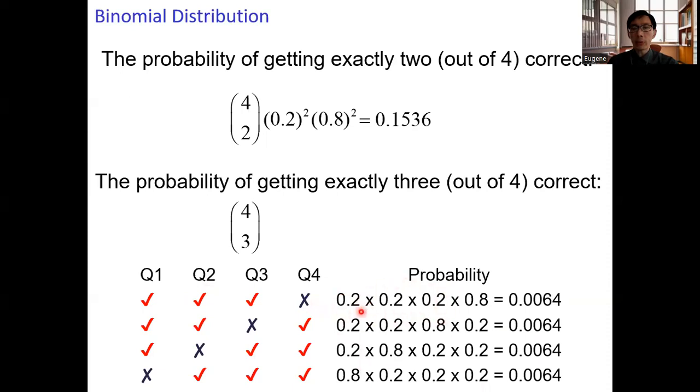We have the factor 0.2 appearing 3 times, which corresponds to the number of questions answered correctly, in this case 3. And then the factor 0.8 appears once, which corresponds to the question answered incorrectly. So we have the probability expressed as 0.2 raised to the power 3 times 0.8 raised to the power 1. The probability of getting exactly 3 out of 4 correct is 0.0256.